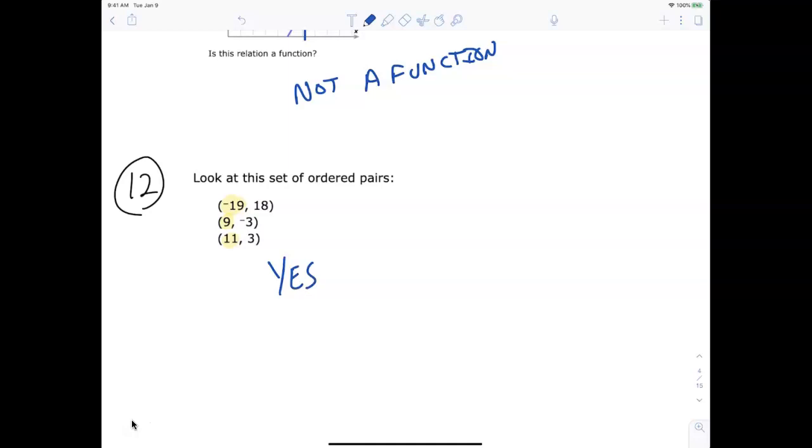Now, I notice I didn't say that the y values all had to be different. For example, 3, 5, 4, 5, 5, 5. That's still a function. It doesn't matter that the y values are all the same. It only matters that the x values are all different. Okay?